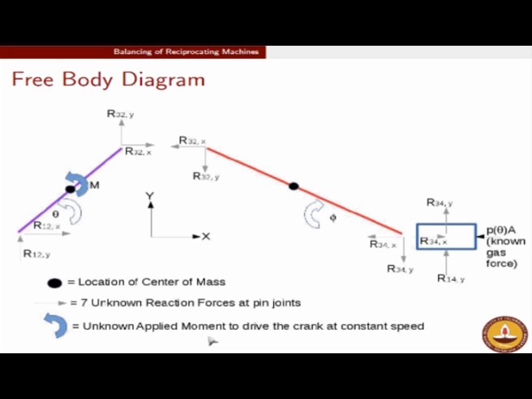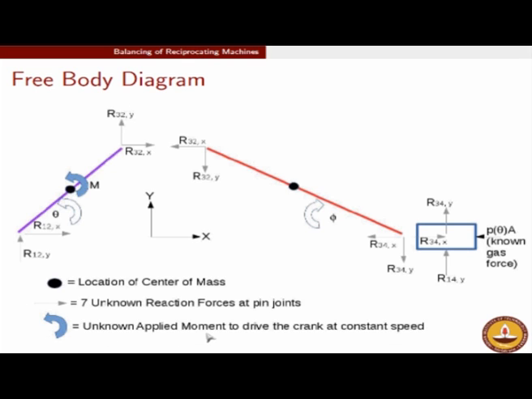This is an unknown applied moment on the crank such that the crank moves at a constant angular speed. There is another force which is applicable here. On the piston side you will have the gas force, but the gas force is known from thermodynamic considerations. Let us say the gas force is known. The unknown applied force is the moment, the torque which is applied on the crank. So if there is a moment equal to a value m, that moment should be such that the crank rotates at a constant angular speed.